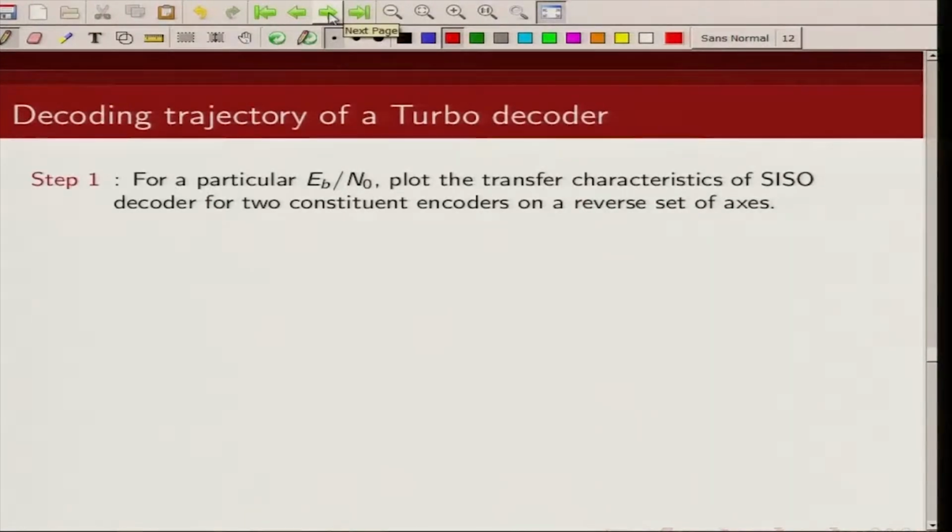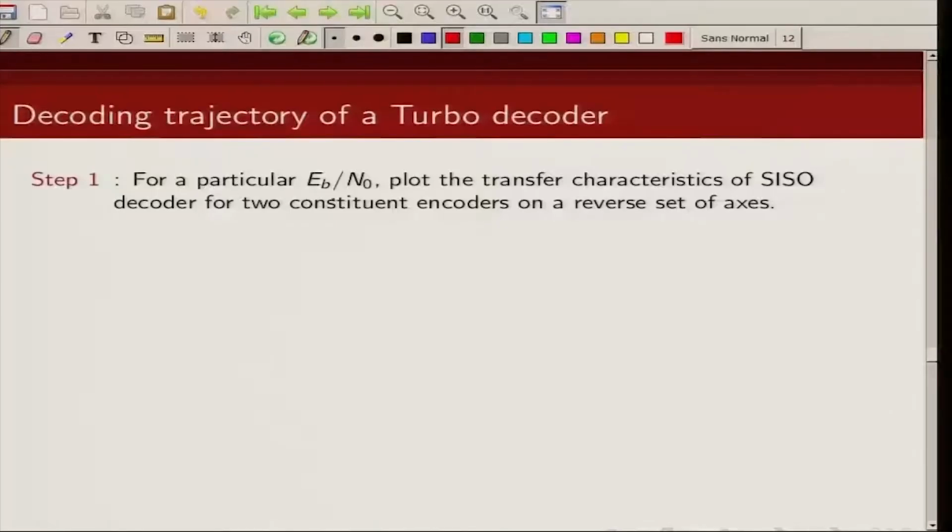Now, let us see how we can draw the decoding trajectory of a turbo decoder with the help of these transfer characteristics. For a particular signal to noise ratio, we plot the transfer characteristics of the two constituent encoders on reverse sets of axes. For decoder 1, SNR in will be on the x axis and SNR out on the y axis, whereas for decoder 2, SNR in will be on the y axis and SNR out on the x axis.